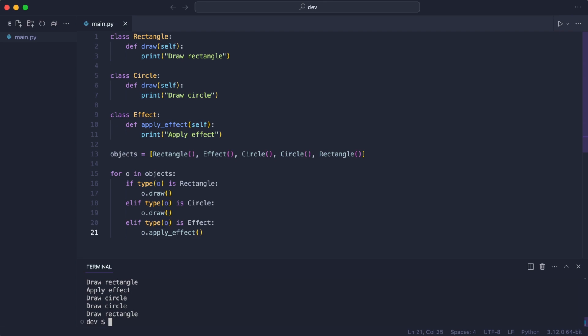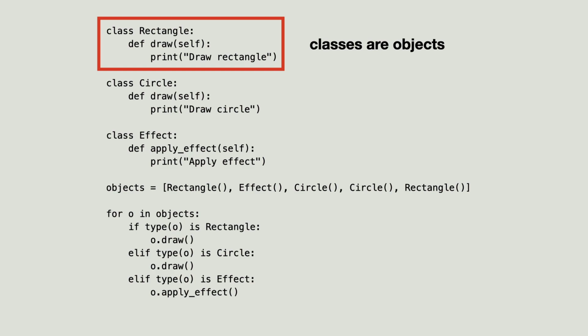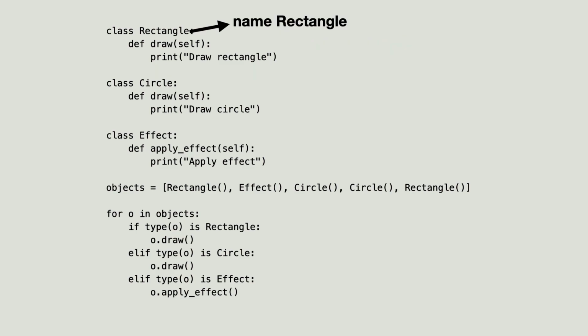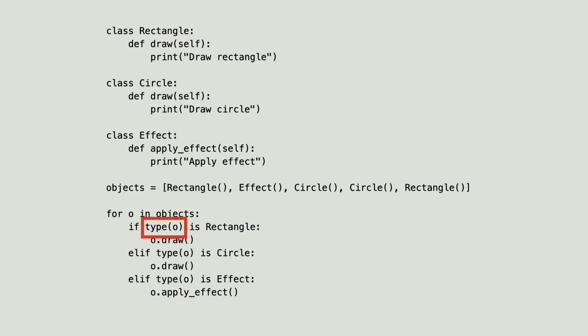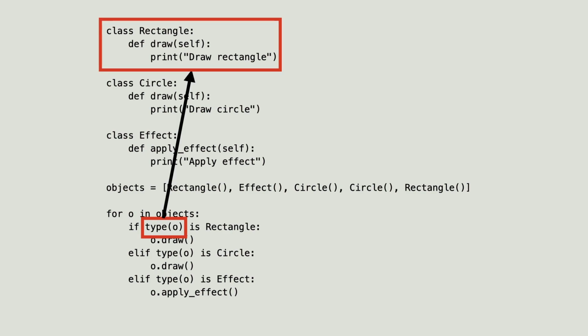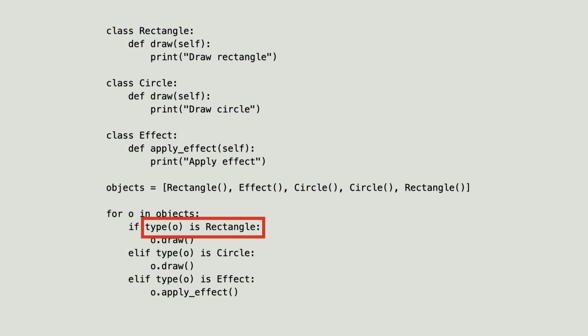And that works. Now in Python, classes are objects. Class rectangle is an object that is bound to the name rectangle. So this name points to this class object. The type function with argument O also returns a reference to the rectangle class object. That is why they can be compared with the is keyword. And when both point to the same object in memory, the evaluation returns true, and this code is executed.